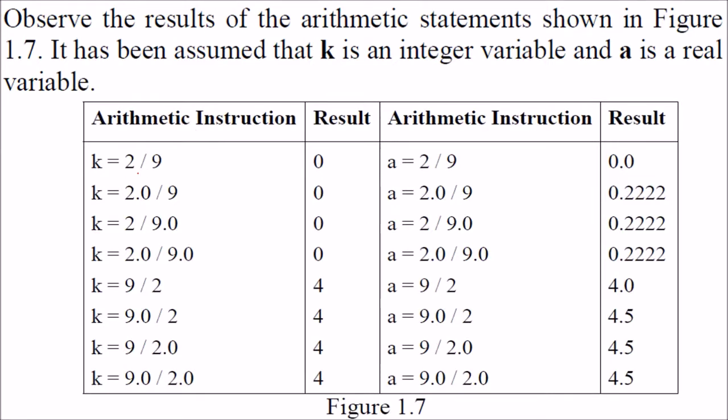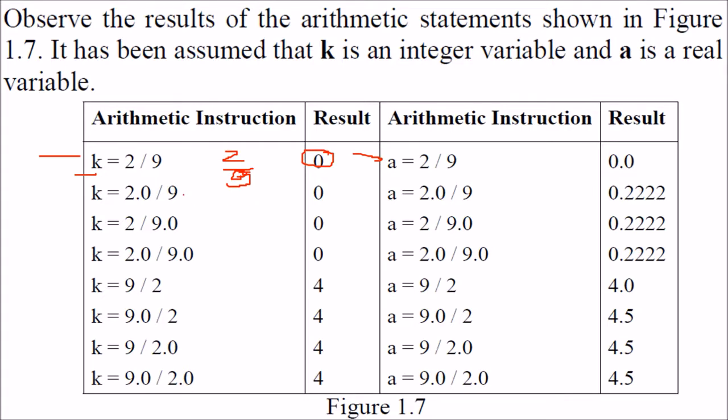Let us take some formal examples. See, 2 by 9. What will 2 by 9 give? Here k is an integer and a is a real number. 2 by 9 will give 0 point something. But we are not interested in finding that value, because we know that when you have 0 point something and it is assigned to an integer, only 0 will be taken. Any value after the decimal will be truncated.